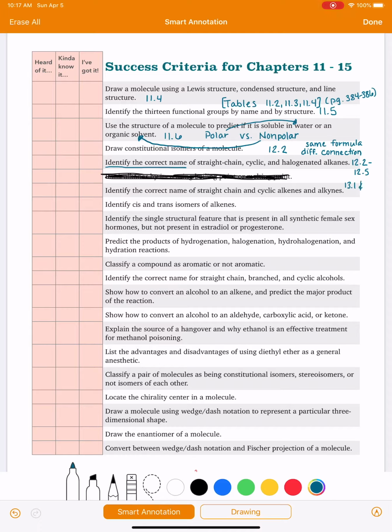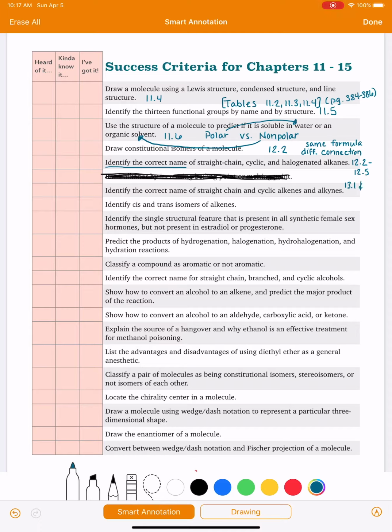Classify a compound as aromatic or not aromatic. This was in 13.9, 13.11, and 13.12. And this is really just yes or no, does it have the aromatic ring? If it has the aromatic ring, then yes, the compound is aromatic. And if it does not have the aromatic ring, then no, it is not. And don't be confused, that is not an aromatic ring. You have to have the alternating double and single bonds to be considered aromatic.